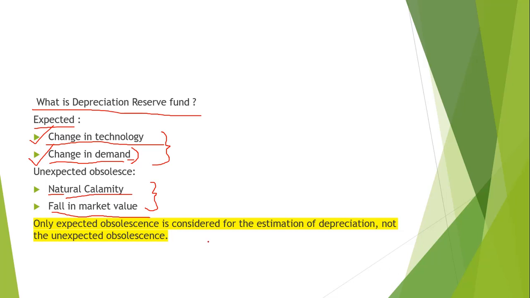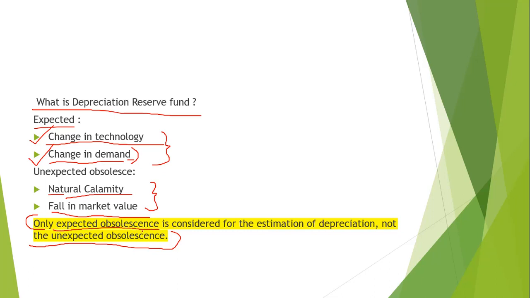Only expected obsolescence is considered for estimation of depreciation, not unexpected loss. Now, it is true that we calculate depreciation, and it's actually made under the law that you have to follow the rule of depreciation. That means for every machine of certain worth, there is a certain amount of depreciation you have to charge.